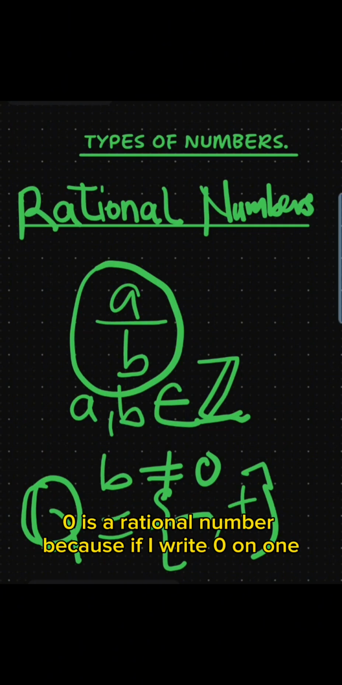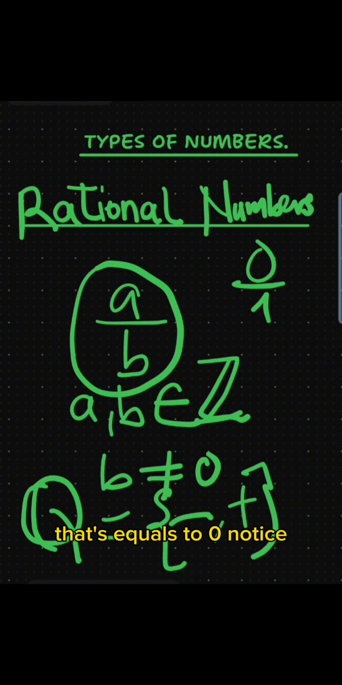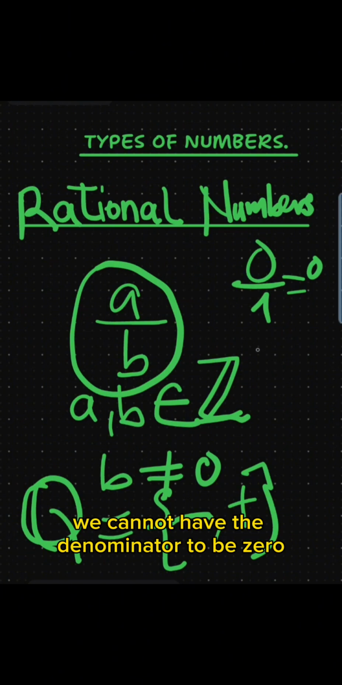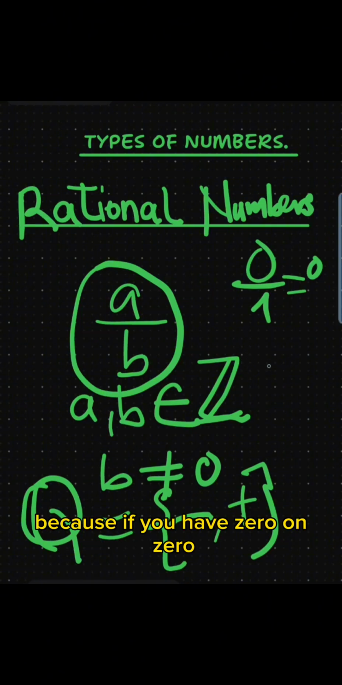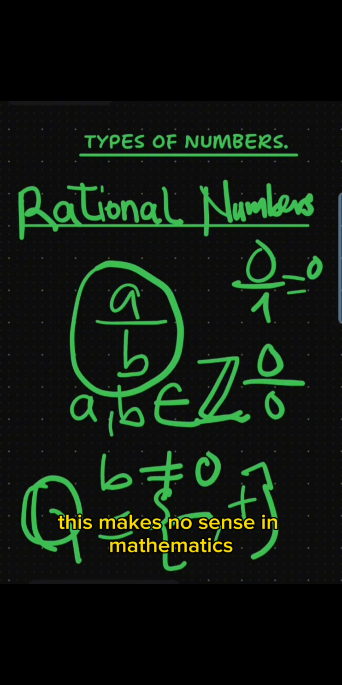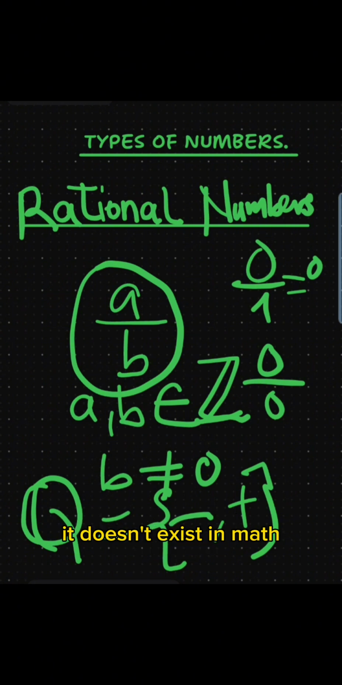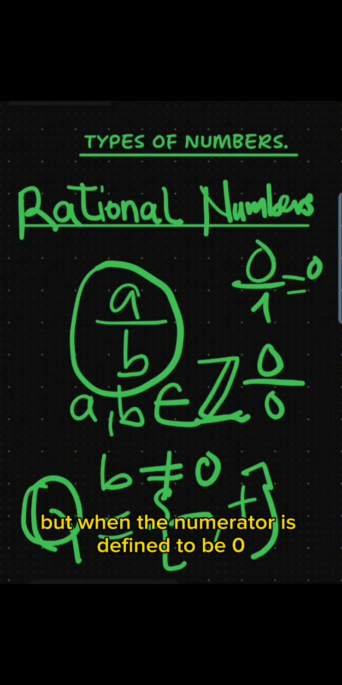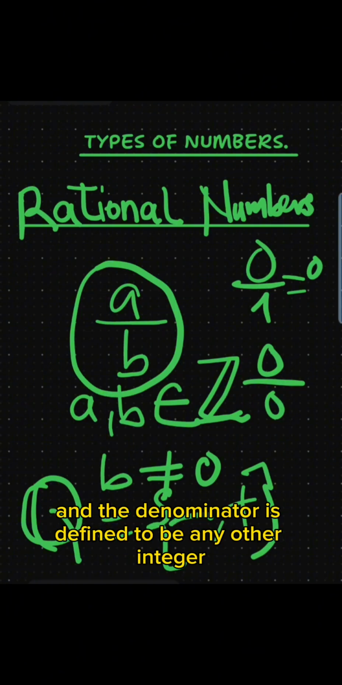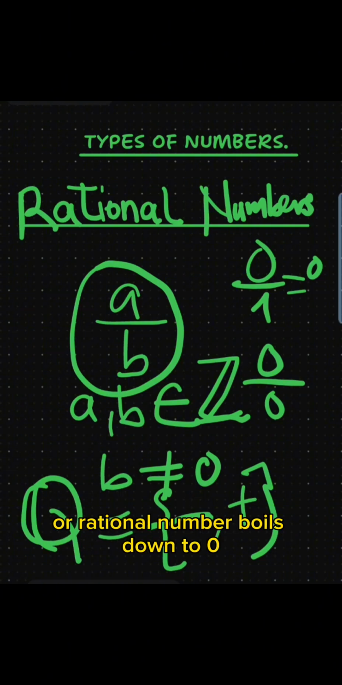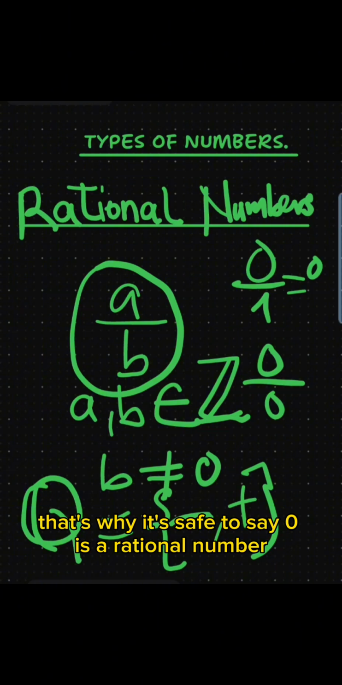Yes. 0 is a rational number because if I write 0 on 1, that equals 0. Notice the only problem is we cannot have the denominator be 0. Because if you have 0 on 0, this makes no sense in mathematics. When the denominator of a fraction is 0, everything is undefined. It doesn't exist in math. But when the numerator is 0 and the denominator is any other integer, the whole fraction or rational number boils down to 0. So that's why it's safe to say 0 is a rational number.